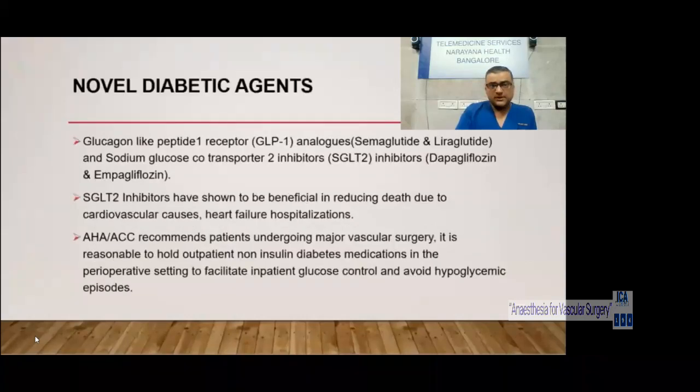Coming to the novel diabetic agents, the glucagon-like peptide 1 (GLP-1) receptor analogs like semaglutide and liraglutide, and sodium-glucose co-transporter 2 (SGLT2) inhibitors like dapagliflozin and empagliflozin have been shown to be beneficial in reducing death due to cardiovascular causes and heart failure hospitalizations. The American Heart Association and American College of Cardiology recommend that in patients undergoing major vascular surgery, it is reasonable to hold outpatient non-insulin diabetes medications in the perioperative setting to facilitate inpatient glucose control and avoid hypoglycemic episodes.